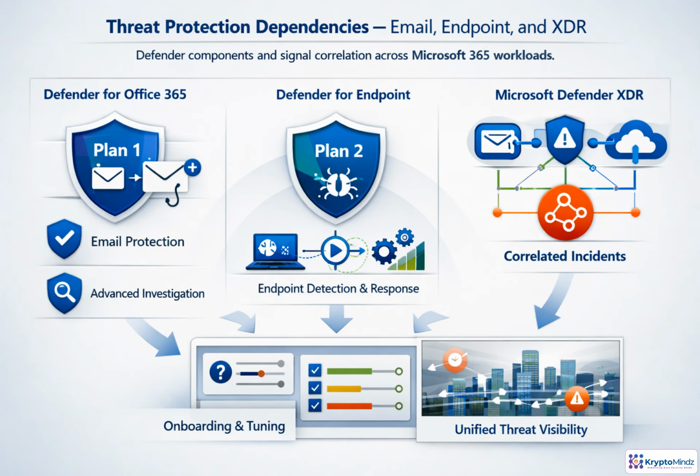Threat protection becomes stronger when signals connect. Defender for Office 365 Plan 1 provides core email defenses, while Plan 2 adds richer investigation, automation, and attack simulation. For endpoints, Plan 2 is usually the threshold for full EDR, advanced hunting, automated investigation, and threat analytics. Microsoft Defender XDR then correlates email, endpoint, identity, and cloud app activity into incidents, hunting data, and response actions. Licensing is only the starting point. Sensors must be onboarded, policies tuned, alerts triaged, and response playbooks defined before the platform delivers real operational value.